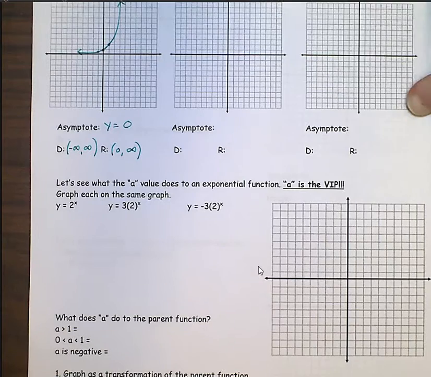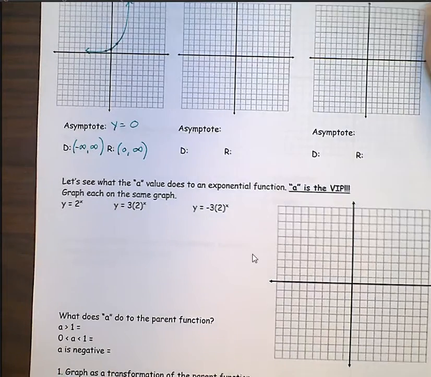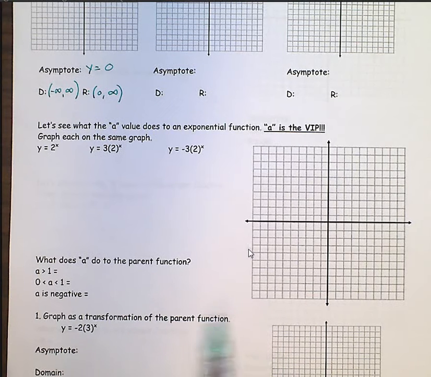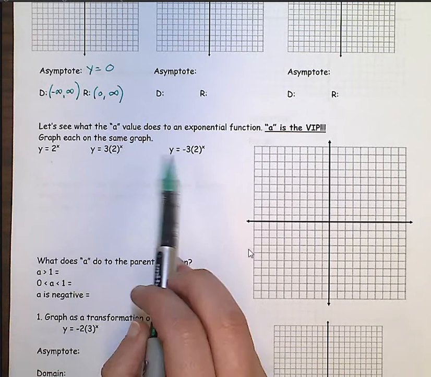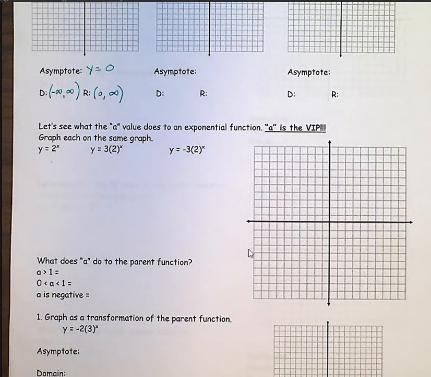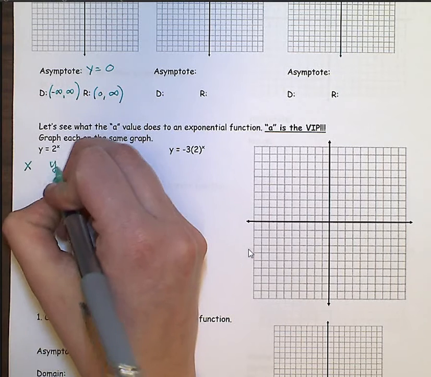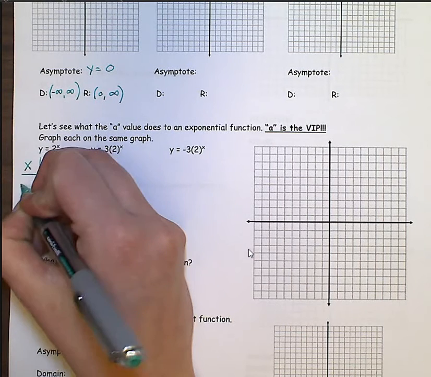Okay. So we're going to see what these different things do to our exponential function and start playing around with it a little bit. Let's look at the a that goes in front. Let's start by graphing these 3 equations on the same graph. For my first, y = 2 to the x, it's nice to make a table. For x and y, we'll just plug in -1, 0, and 1.